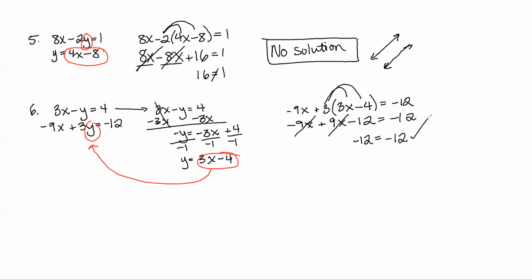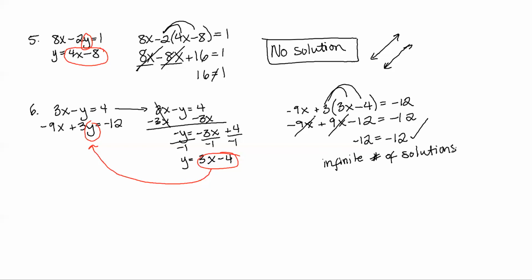Whenever we go through this, the only thing to be careful with is you can get a true statement if you took this 3x minus 4 and accidentally plugged it into the same equation. That would give you the same result, but that's not because you have this special type of solution. That's because you plugged it back into the wrong one. So be really careful. This only happens when we have an infinite number of solutions.